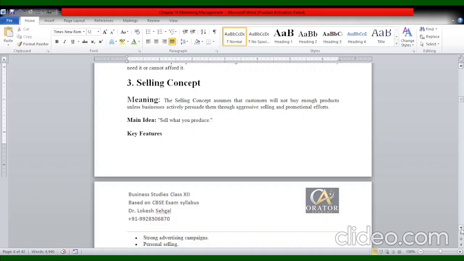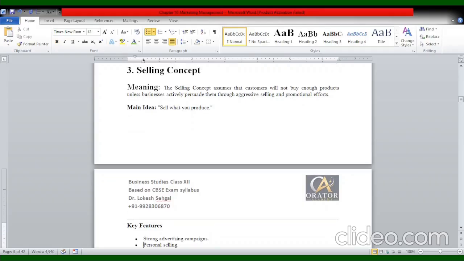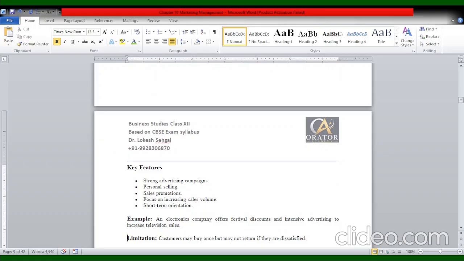But the main idea behind the selling concept is sell what you produce. Whatever you produce, you have to sell. Okay. And what are the key features behind this particular concept? A strong advertising campaign, personal selling, sales promotions, focus on increasing sales volume and short-term orientation.